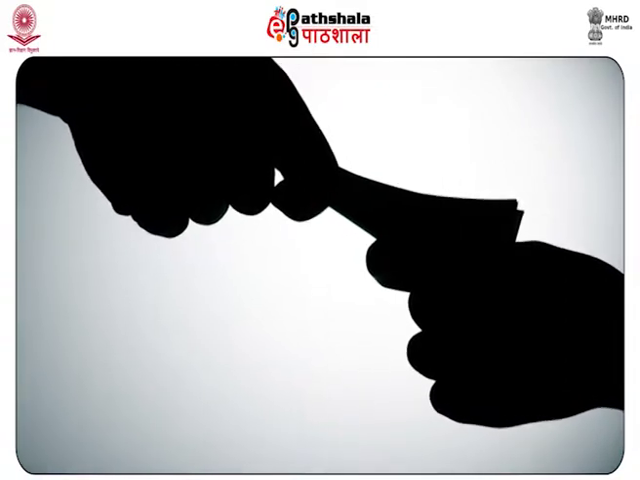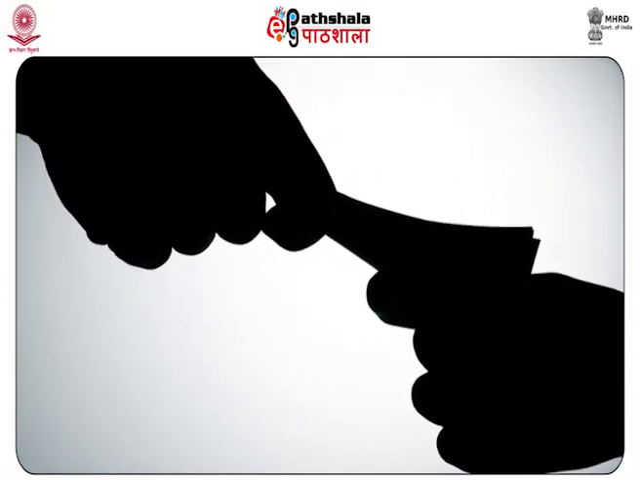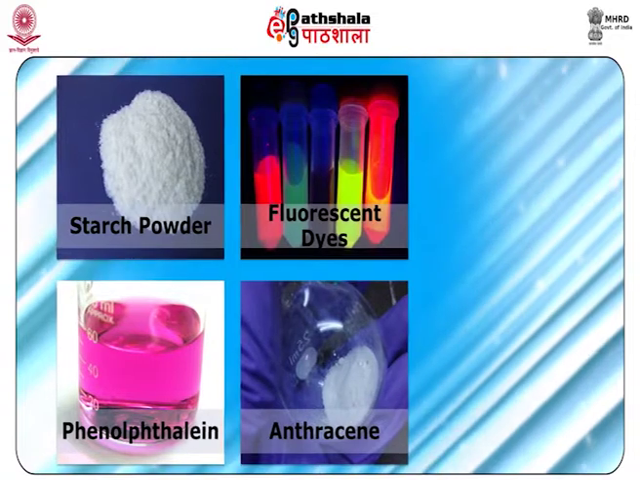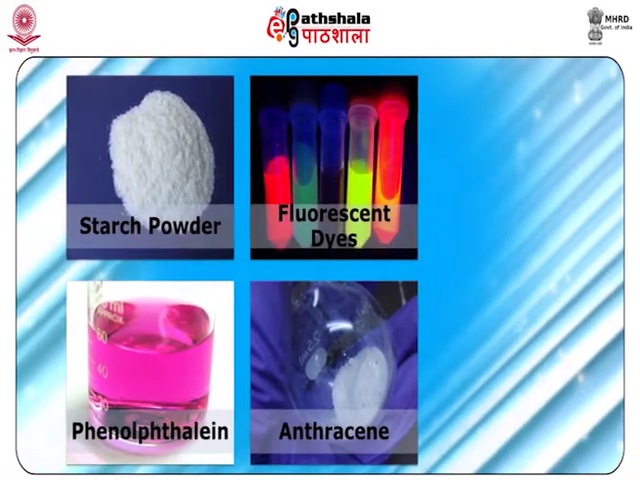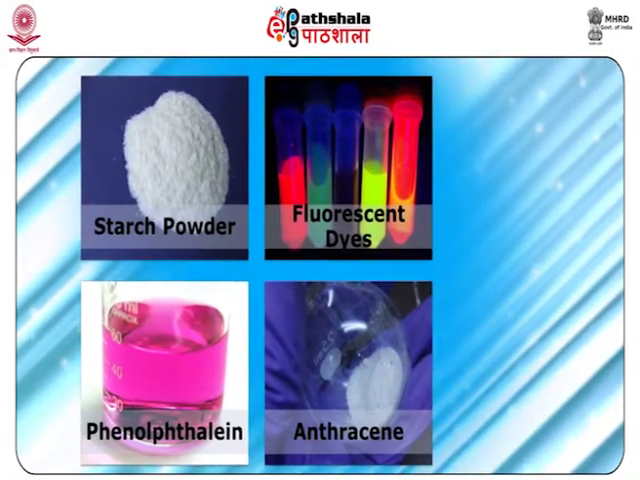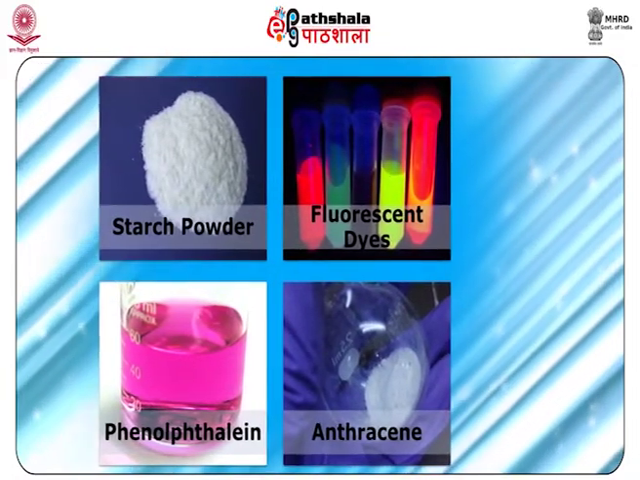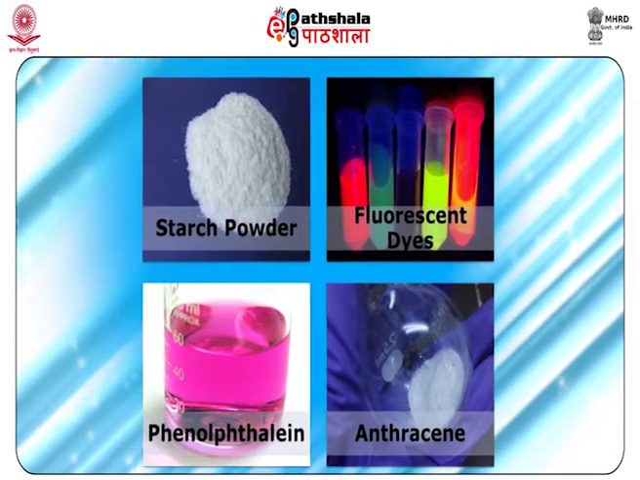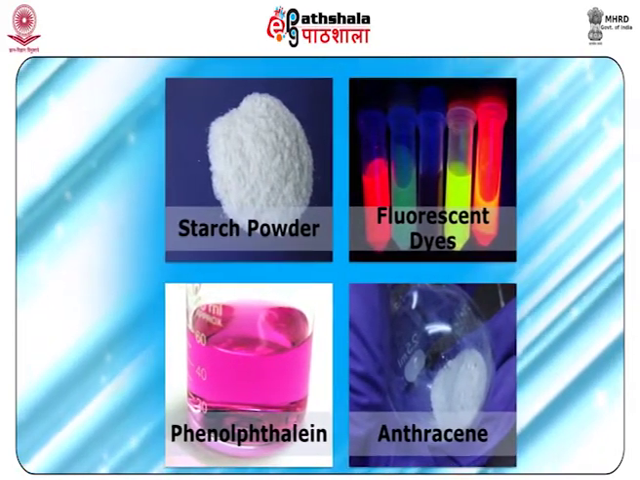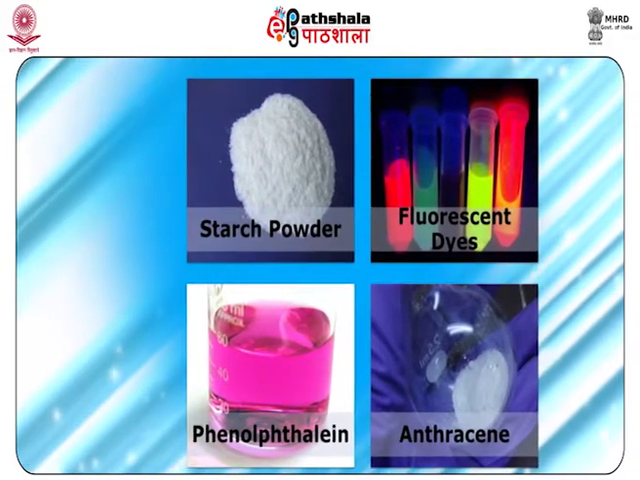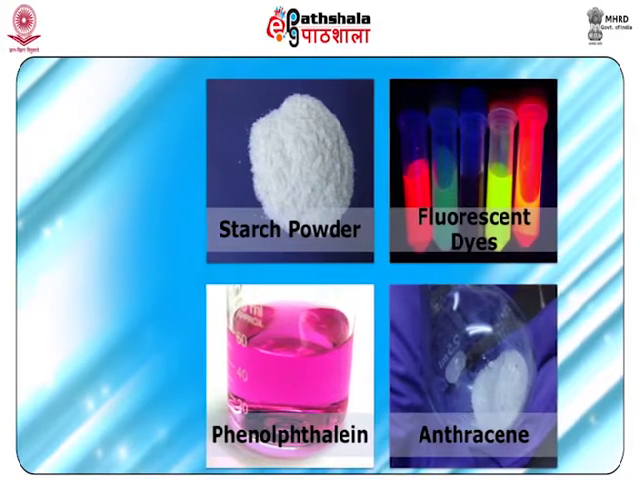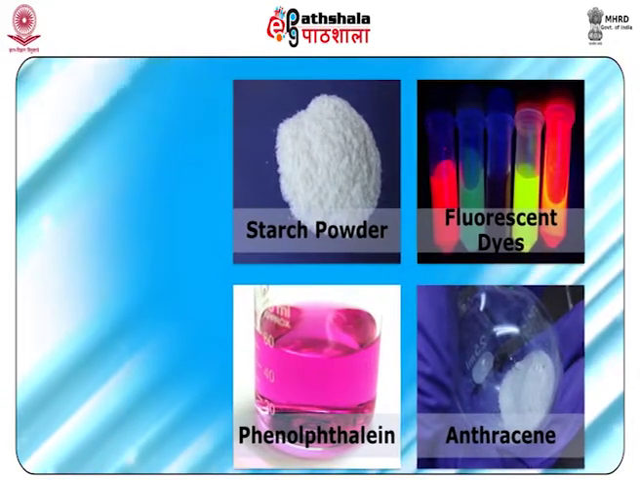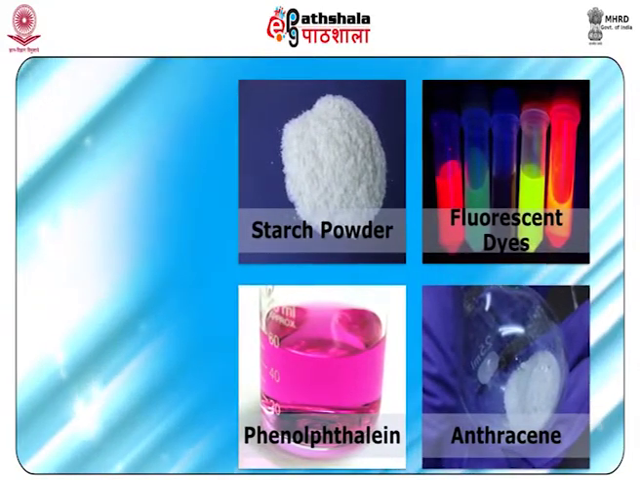Next, we will study about detective dyes. Detective dyes are the chemicals which are generally used in catching the bribers red-handed. In trap-related cases, although a number of techniques are used, using different chemicals like starch powder, fluorescent dyes, phenolphthalein powders, anthracene powder, etc., phenolphthalein powder is still the most popular one in India. Generally, phenolphthalein or anthracene are used during anti-corruption operations as proof of acceptance of bribe.